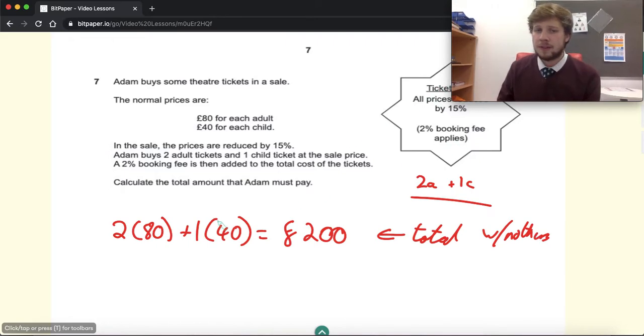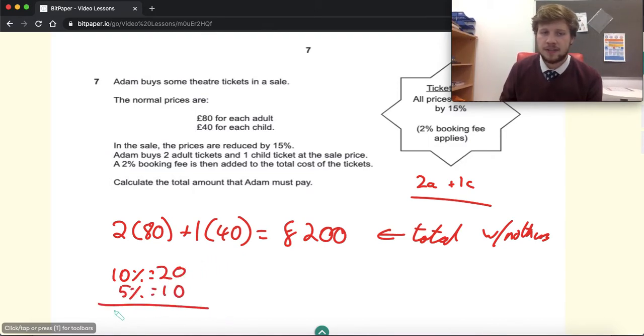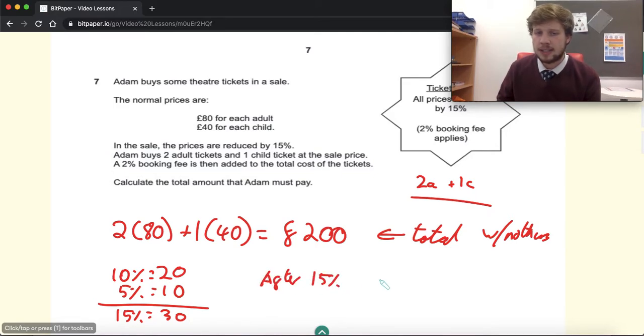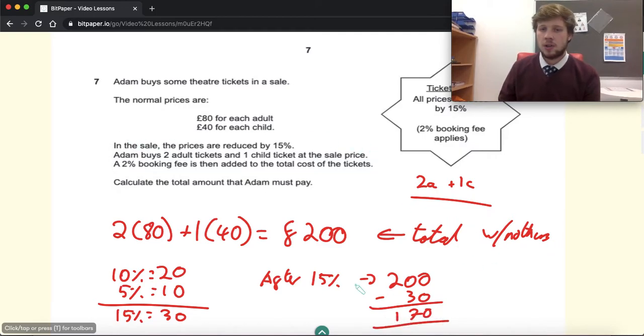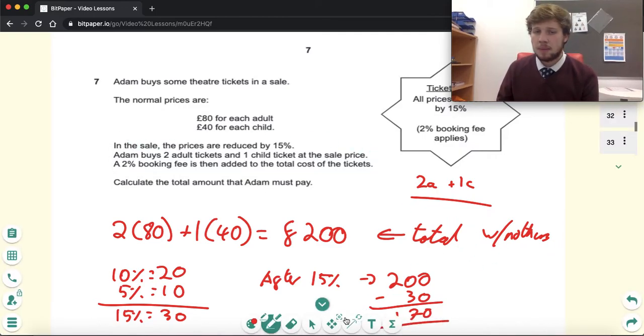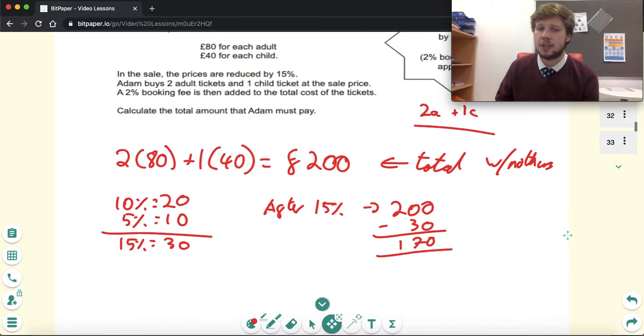Okay, they're reduced by 15%. Well, 10% of 200 is 20, 5% is 10, so 15% is 30. So therefore, with the 15% reduction, after 15% taken off, I would get 200 take away 30, which is 170. So I've got that so far, but now the last thing is that 2% booking fee applies.